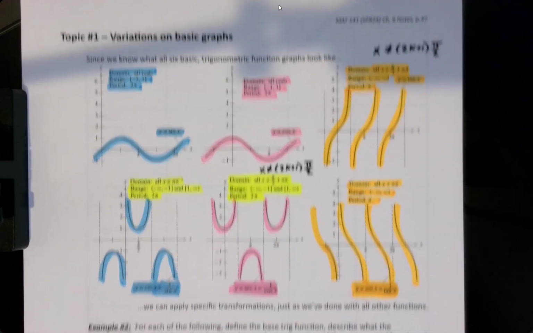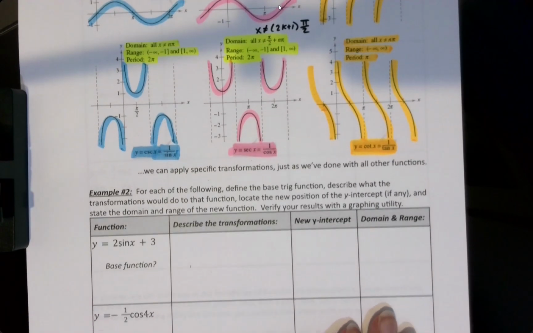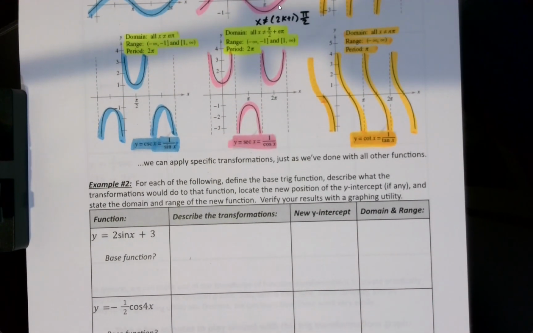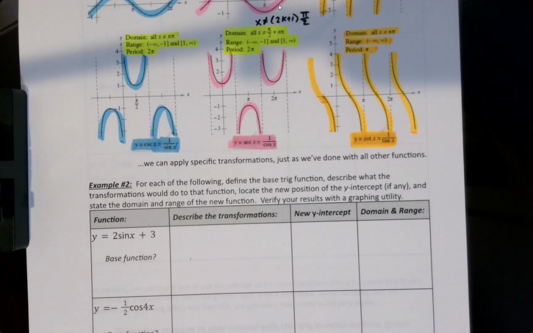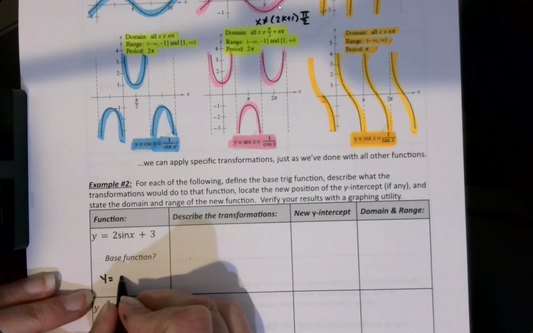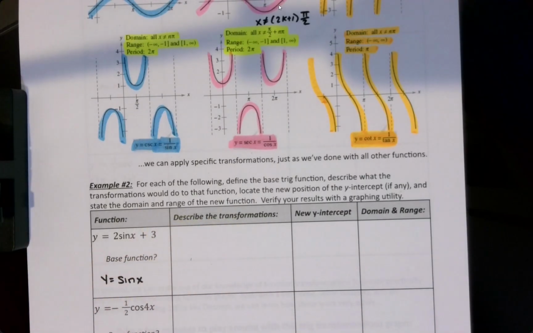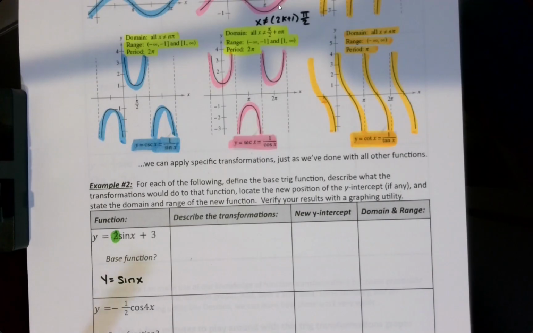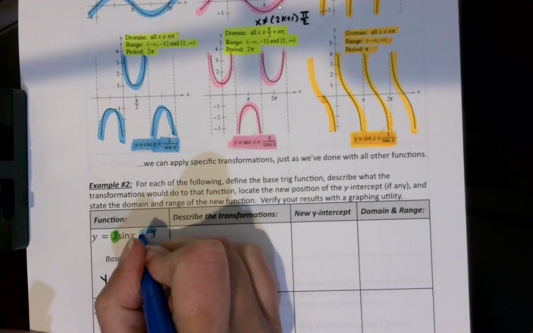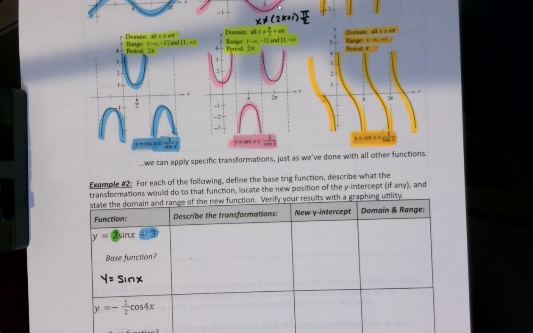Okay, so we know what the parent functions look like, and we're going to apply some transformations just like we've done with other functions in the past. In this function, y equals 2 sine of x plus 3, we want to ask what the base function is. The base function would be y equals sine of x, and then what the transformations are. So one of the transformations is going to be the multiplier of 2, and one is going to be this adder of 3. Those are both outside the function. They're not in parentheses with x.